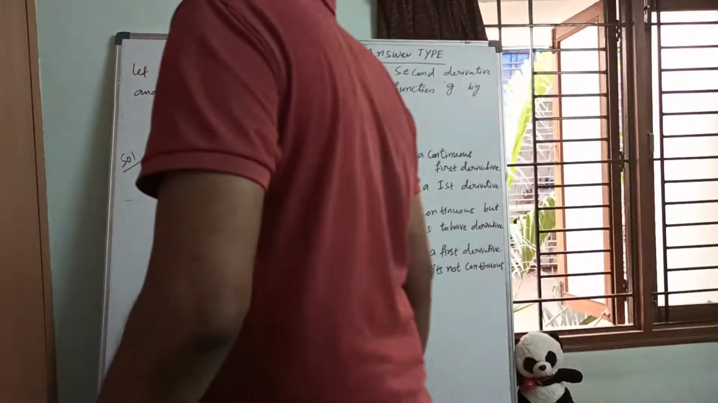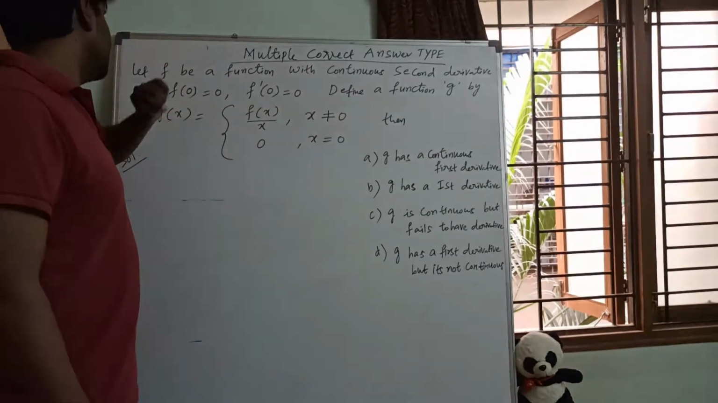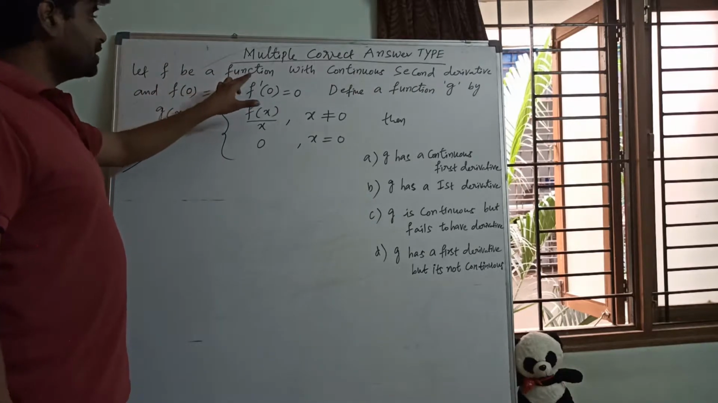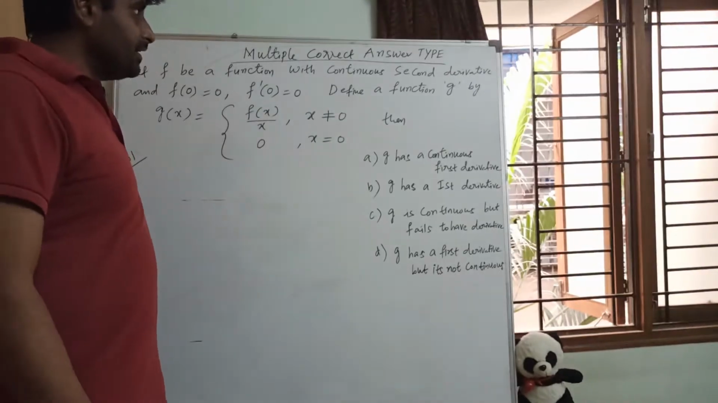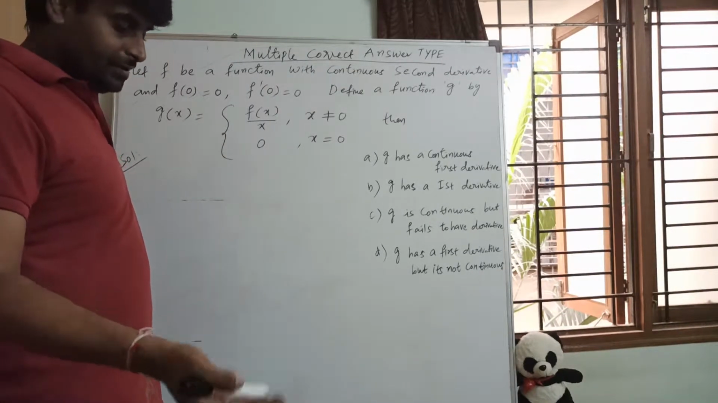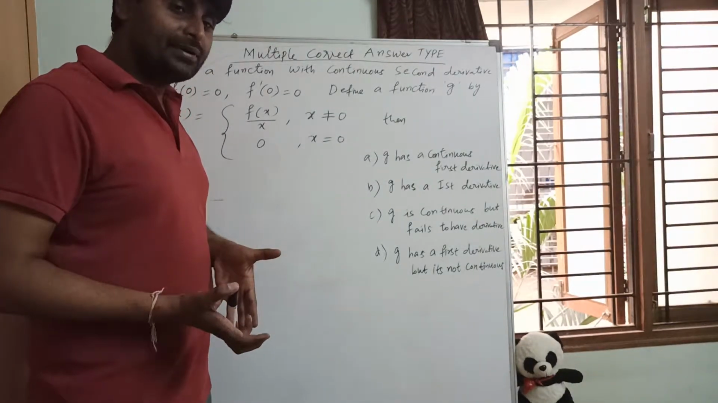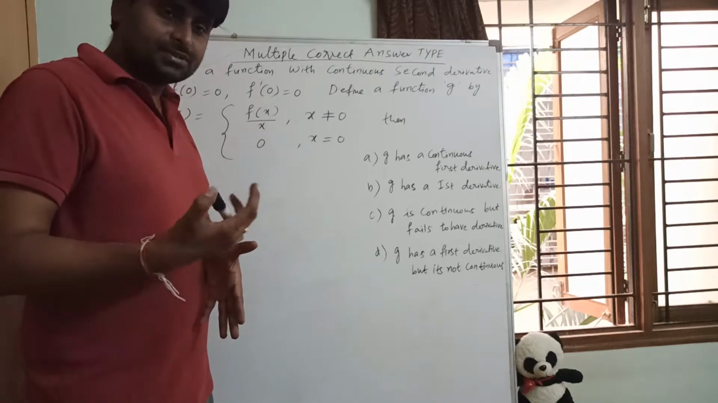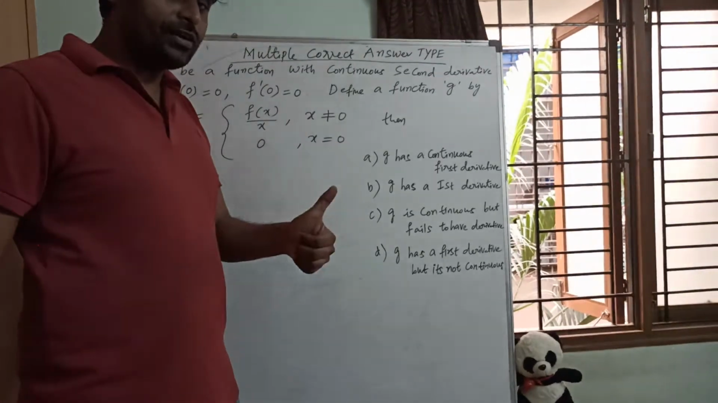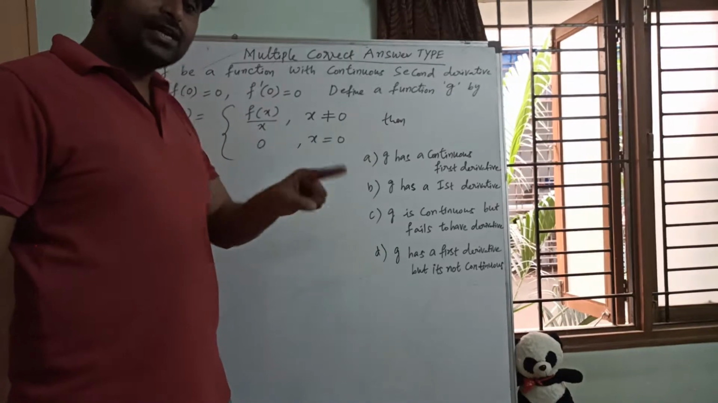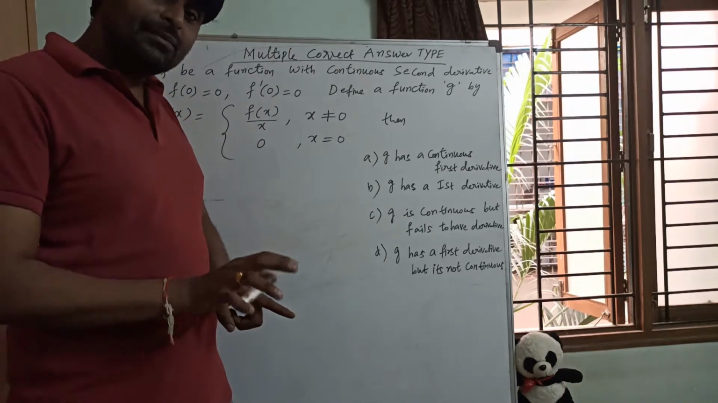Now let us look at this question, which is important. It is a multiple correct answer type. Let f be a function with continuous second derivative. Continuous second derivative means, while finding continuity of the given function, generally we go for finding the limiting value. While finding the limiting value of a function, most of the time it will be in the form of 0 by 0. Then we'll go for applying the first derivative, then only LHL may be equal to RHL, or function value may be equal to limiting value.